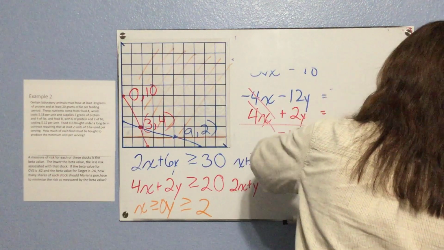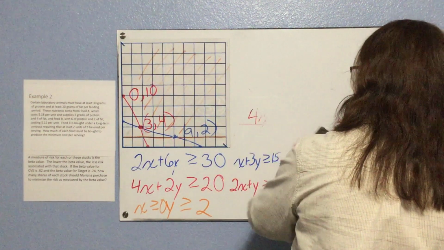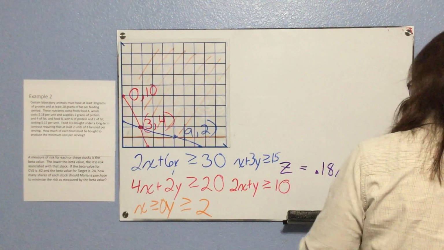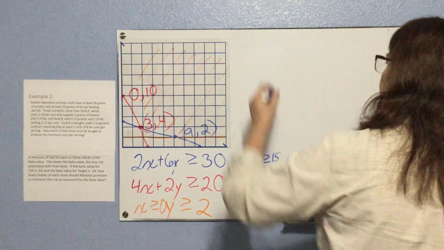So now I've got my corner points, and I'm looking to minimize cost. So put this up here again a little bigger.